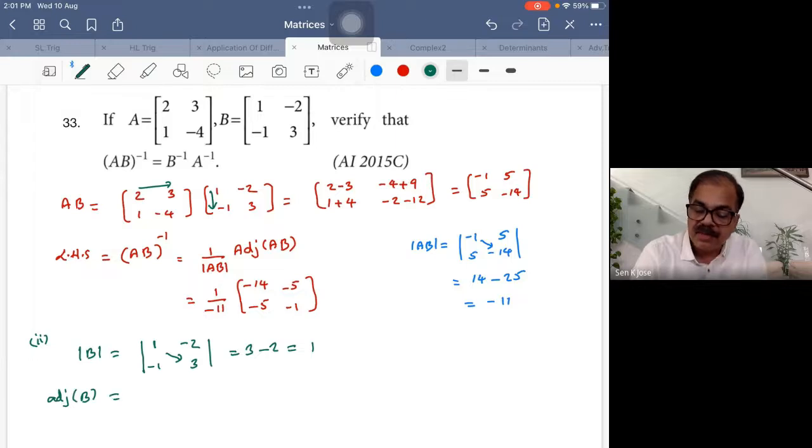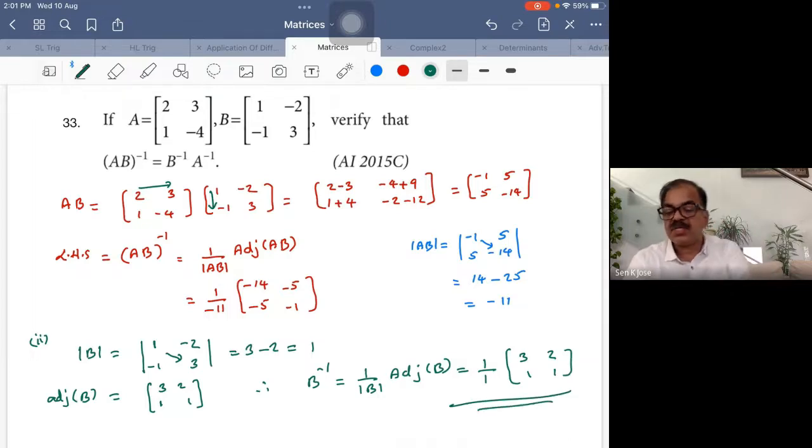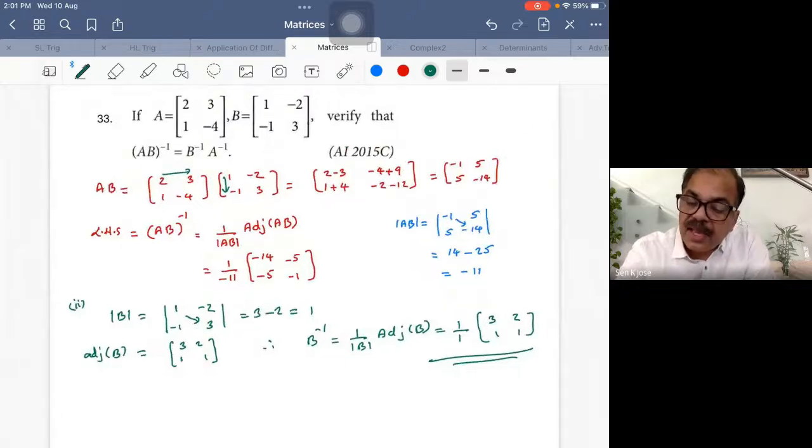Adjoint of B will be, interchange the diagonal elements. 1 and 3 become 3 and 1. The other two elements, you make it positive 1 and 2. Okay, that's adjoint of B. Therefore, finally, my B inverse is 1 by determinant of B into adjoint of B. 1 by 1 into adjoint of B is 3, 2, 1, 1. So I have my B inverse ready with me. Now I need A inverse also the same way, and then I multiply them. That's the RHS. And then it should match with the left hand side.